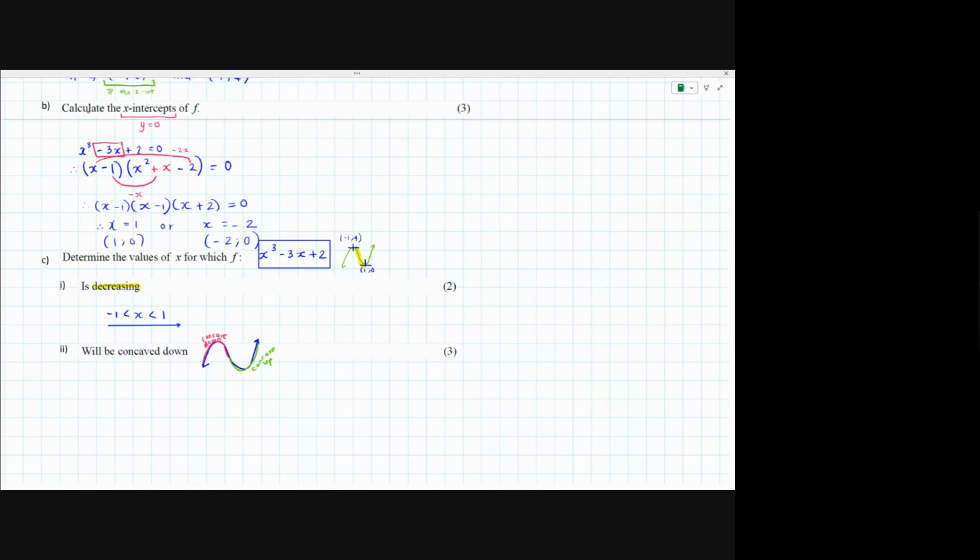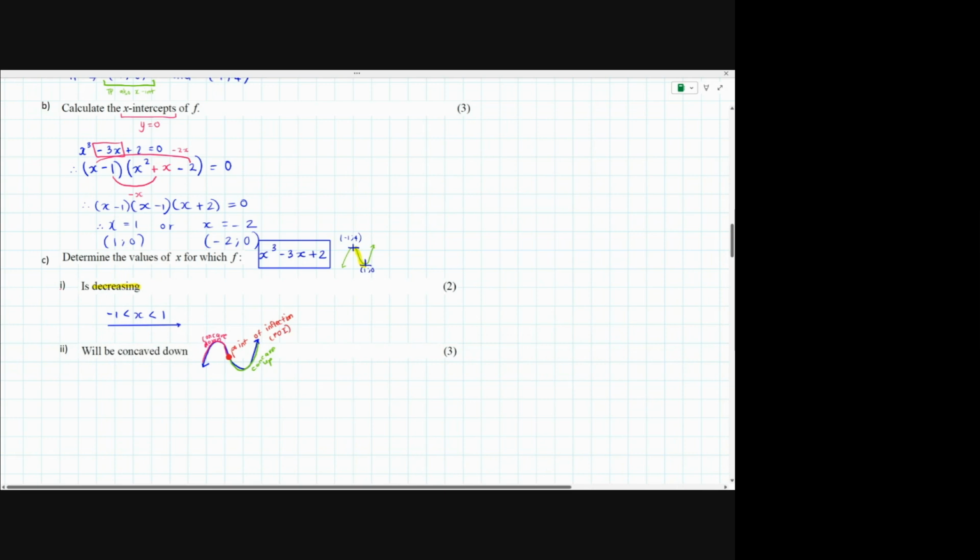Concavity changes at a specific point. Does anyone remember what the point is called where concavity changes? Nokubonga, what's it called? It's called the point of inflection. Lovely. Okay, it is our point of inflection, and I see it coming through on the chat. Well done, guys. Right, I get lazy, guys, so I eventually just call it POI, but point of inflection.